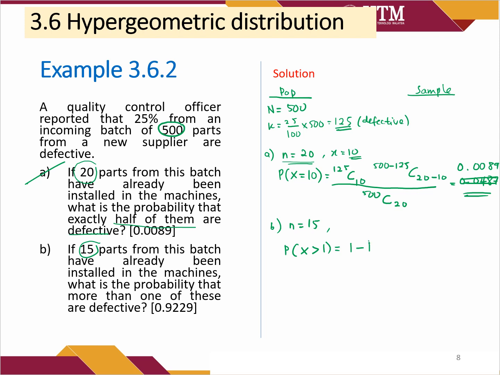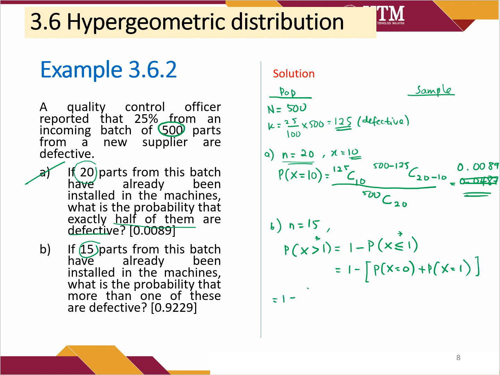we can find 1 minus the probability of x less than or equal to 1. Since 1 is not included in the original, it will be included here. So x less than or equal to 1, we start from x equals 0, meaning the number of defective in the sample is 0, and then the number of defective in the sample is equal to 1.